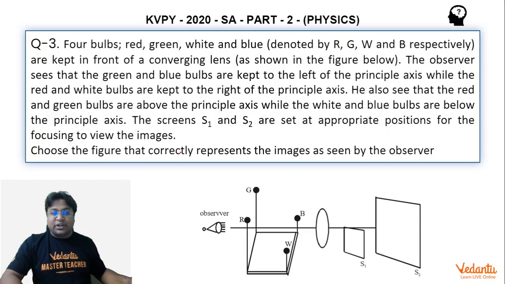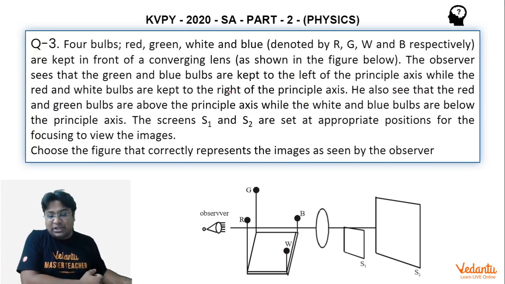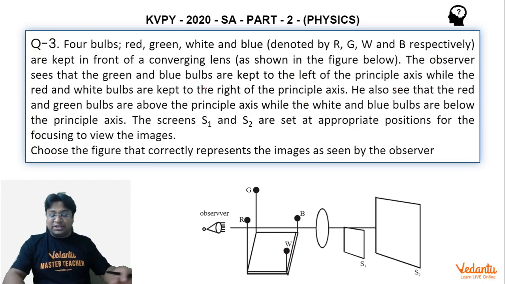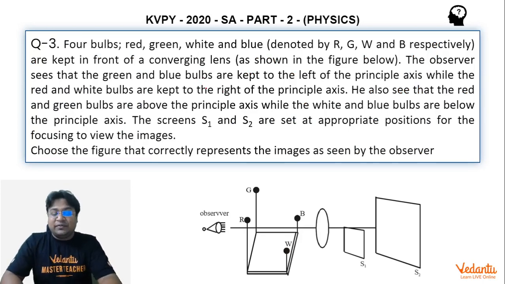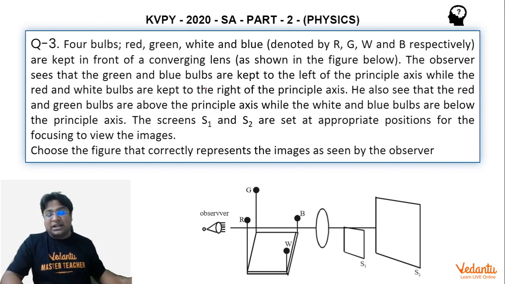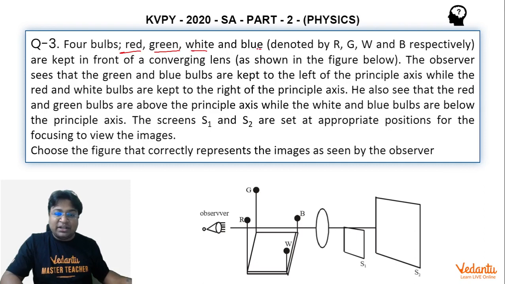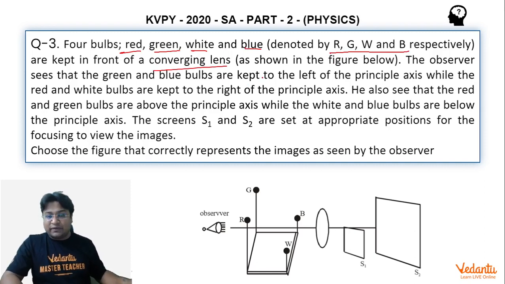So we are now looking at the third question of part 2 of physics, and this is a very good question, an amazing question. It's primarily based on the qualitative discussion of the properties of images formed by a convex lens. Let's see what the question says. It says that there are four bulbs, red, green, white and blue, denoted by RGWB, and they're kept in front of a converging lens, that is, a convex lens.